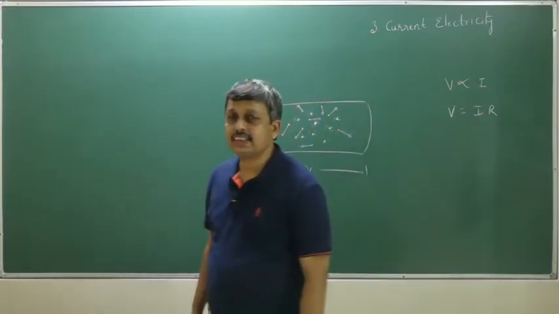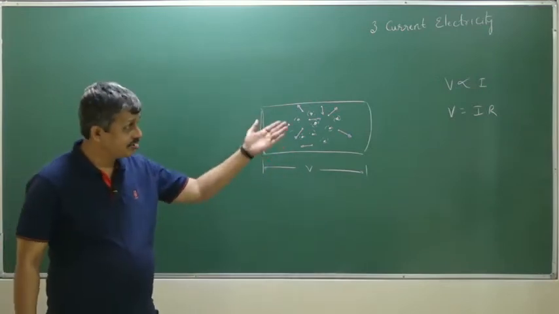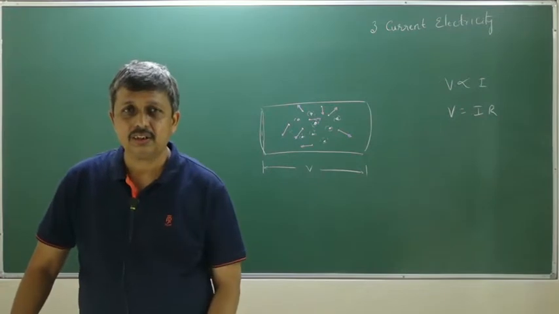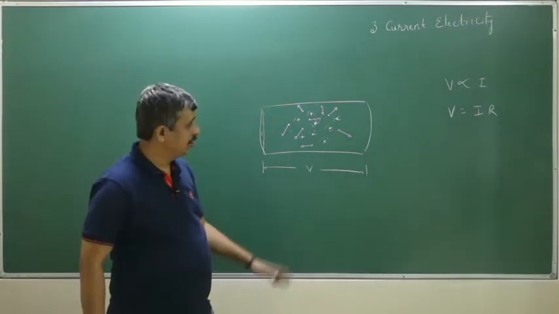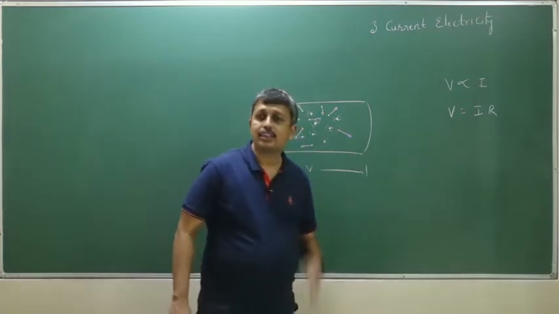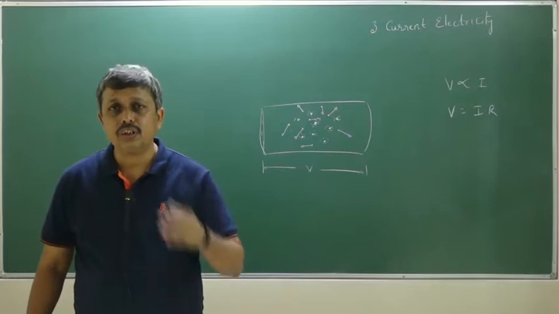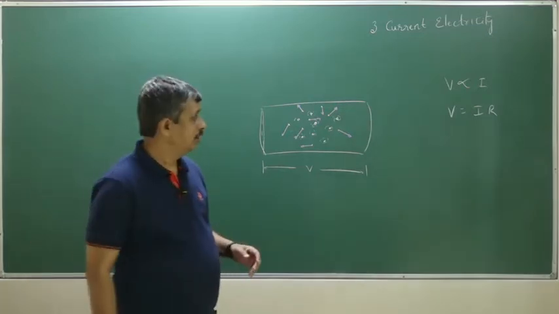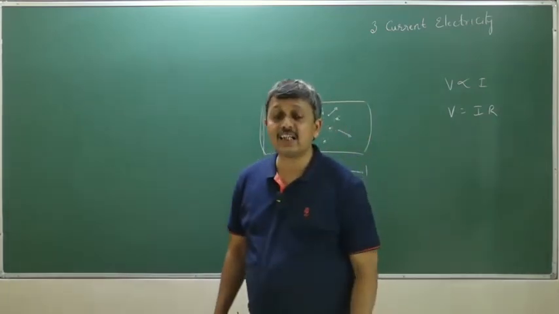So this resistance is nothing but the proportionality constant for these two, voltage and current being proportional. The potential difference between these two points, which we call voltage, and the current that flows through this, which is nothing but the amount of charge per unit time, are proportional. So this proportionality also tells us a little bit about the nature of R. Okay, what is the nature of R?